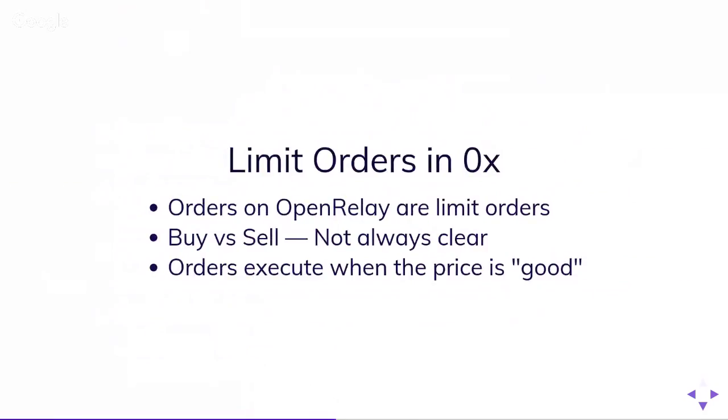So when we talk about limit orders on 0x, it's key to understand that the orders on OpenRelay are limit orders. They are buy limit orders and sell limit orders. But when we're talking about 0x tokens, buying and selling is not always clear. If you're offering ZRX tokens in exchange for Digix Gold tokens, what are you buying and what are you selling? Are you buying Digix Gold or are you selling ZRX?